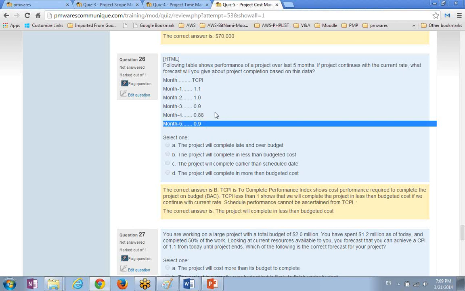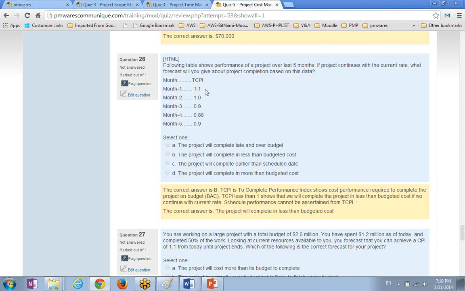Yeah. In that aspect, Vivek, I understood what the rate is you are talking about. But when you come to the answer part of that, I'm not able to figure out which exactly is the right answer. The project will complete late and over budget. The project will complete in less than budget cost. So I opted for the second one because I can understand the rate which is going and it's fluctuating, right? The rate is fluctuating from the first month to the fifth month, right? If you see, the project is doing better and better.